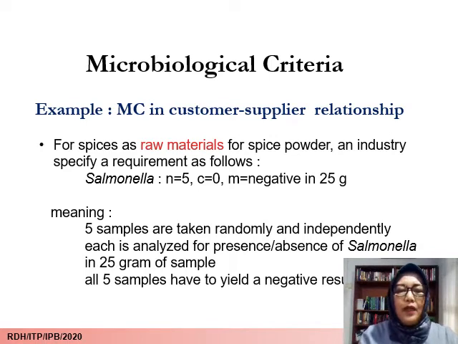Here is an example of microbial criteria in a customer-supplier relationship. For example, for spices as a raw material, an industry requires the following: Salmonella with an n of 5, c of 0, and little m negative in 25 gram. This criteria means that 5 samples are taken randomly and independently. Each is analyzed for the presence or absence of Salmonella in 25 gram of sample, and all 5 samples have to yield a negative result for Salmonella.